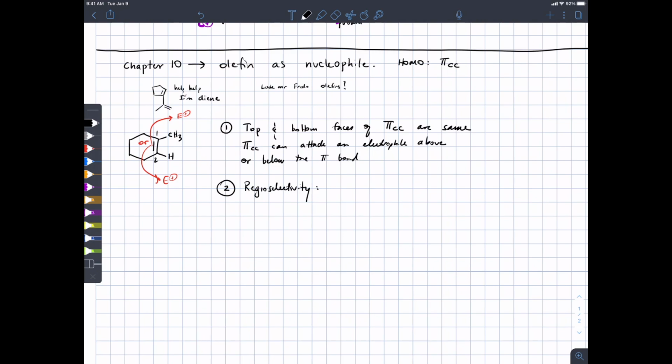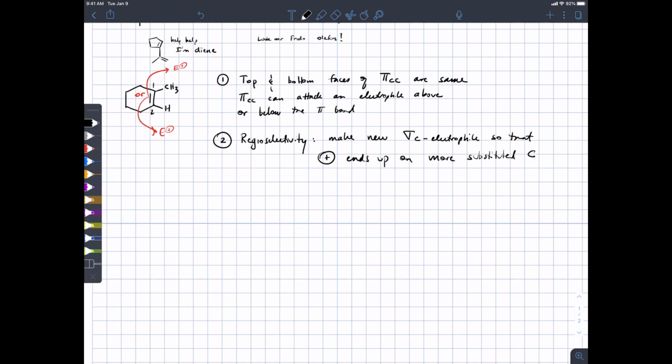All right, and you're going to make the new sigma bond between carbon and the electrophile, whatever it is, so that a positive charge ends up on the more substituted carbon, if there's a choice. And this rule, your text gives a name. It's called the Markovnikov Rule. And products that obey this pattern are called Markovnikov products. I don't care that you know or memorize that name.